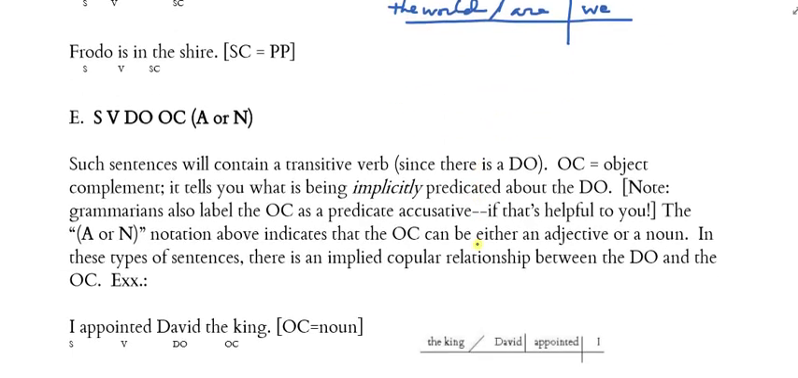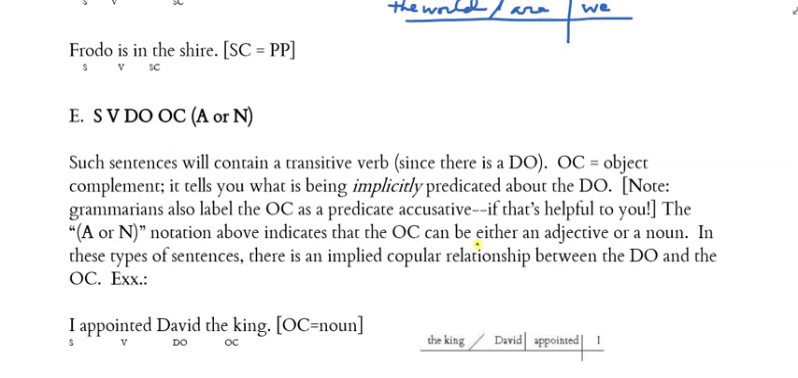Good. Now, SVDOOC, A or N. What in the world are we doing with this? This is fairly complicated, it seems, getting worse and worse. Here, each such sentence will contain a transitive verb. Why transitive? Because there's a direct object here. It's got to be transitive if there's a direct object. But the OC here does not mean obsessive compulsive. It means object complement. And it tells you what is being implicitly predicated about the direct object.